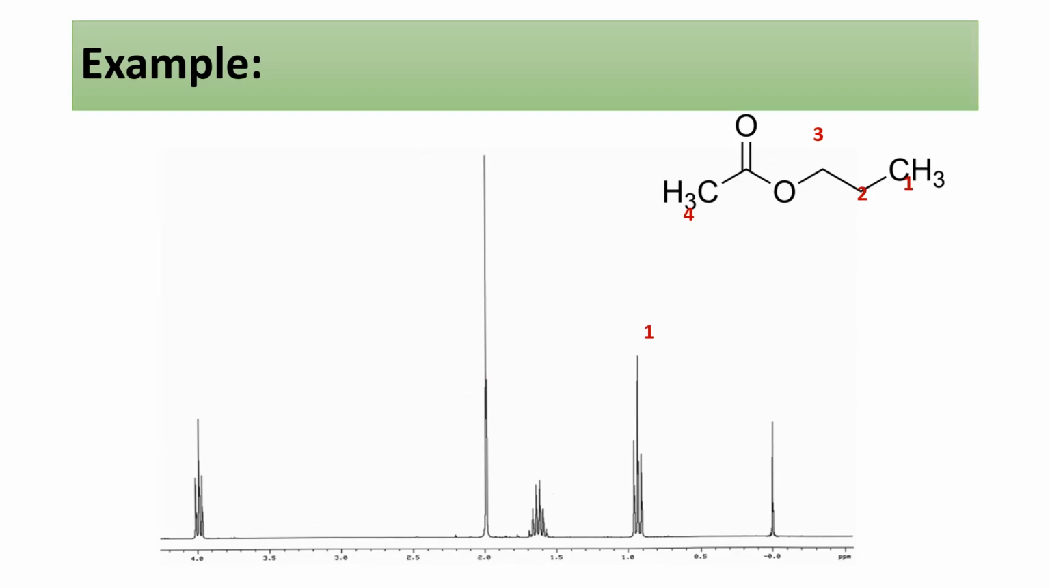Is it downfield or upfield? De-shielded is downfield. Remember, de-shielded is downfield. Upfield is on the right, and de-shielded is on the left. Upfield is on the right. De-shielded on the left. 0 on the right, 12 on the left.